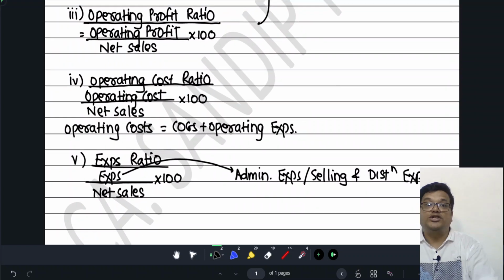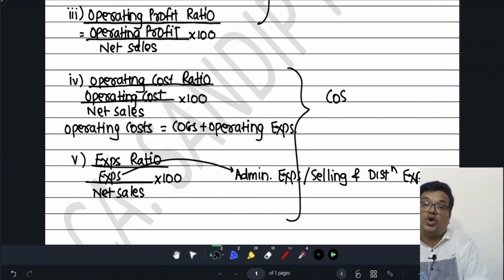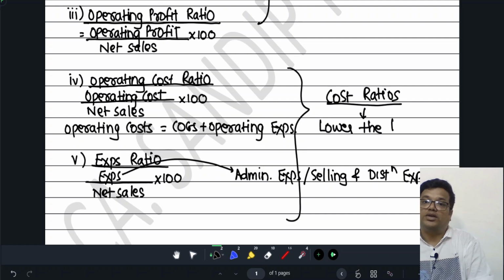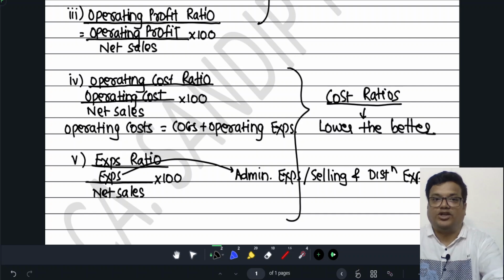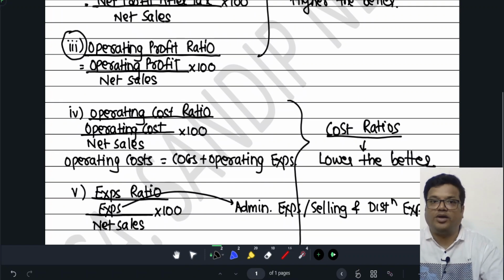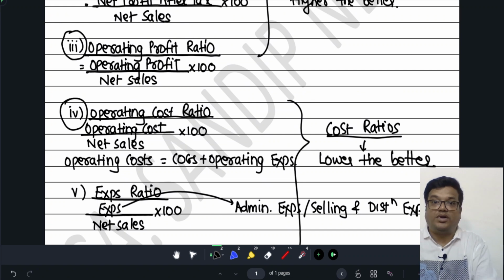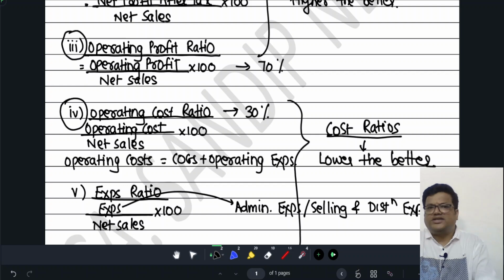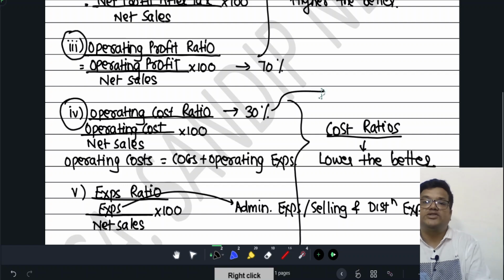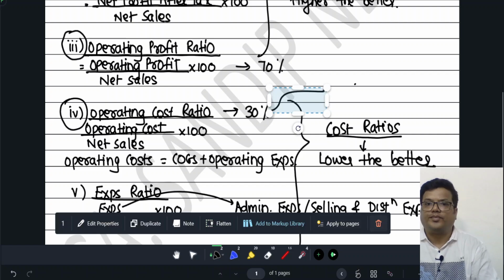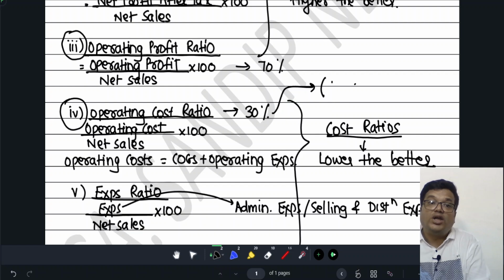What can I say about these two ratios? These two ratios are cost ratios, people, cost ratios. So, what I would say, higher the better or lower the better? But naturally, they are what? Lower the better. Okay, and one more important thing, I would like to connect these two ratios, operating profit and operating cost. Say, for example, your operating profit is 70%, then always your operating cost would be 30%. Okay, so what you can simply say, operating cost ratio can also be derived as what? 1 minus operating profit ratio.